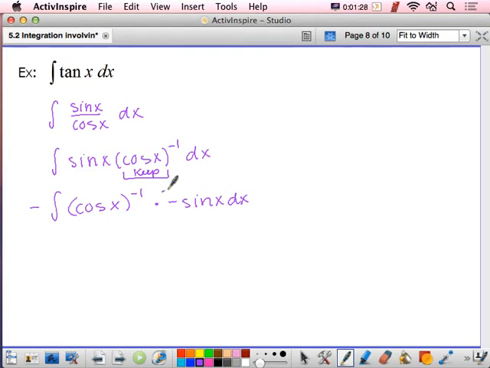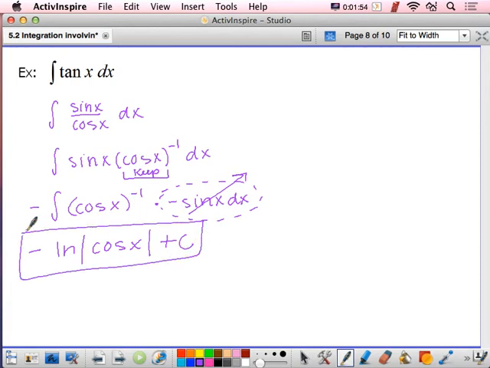This sacrifice turns it into a power rule problem, not a trig problem. Anytime you sacrifice the derivative of the inside, it makes it a power rule problem. However, when that power is a negative 1, it's going to integrate up to the natural log. So we really have the negative natural log of the absolute value of cosine of x plus c. That, if you would like to memorize it, is the integral of tangent. I don't think you should have to memorize it because you should be able to do that each time.